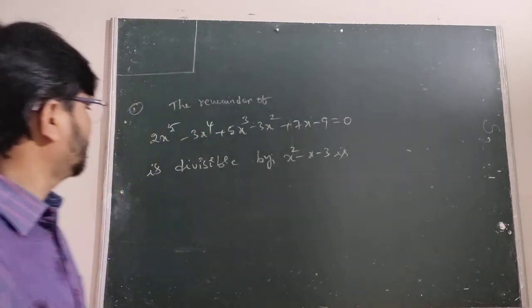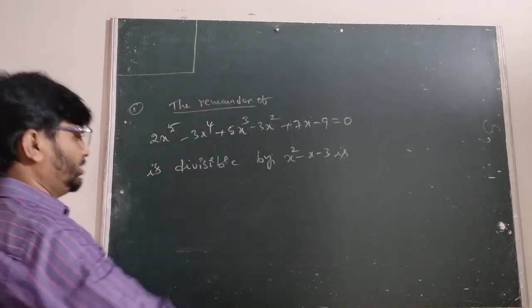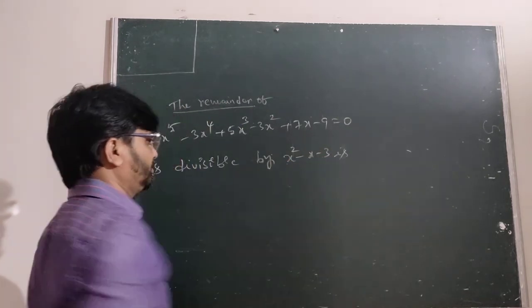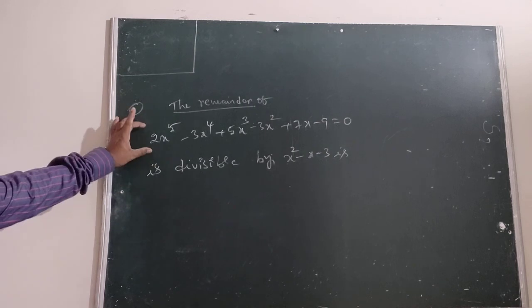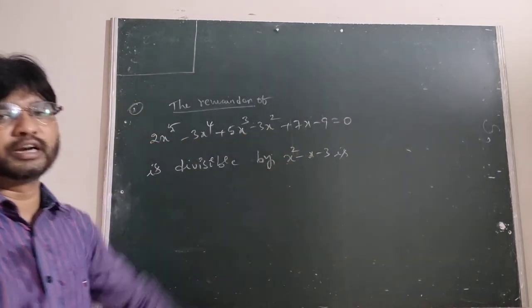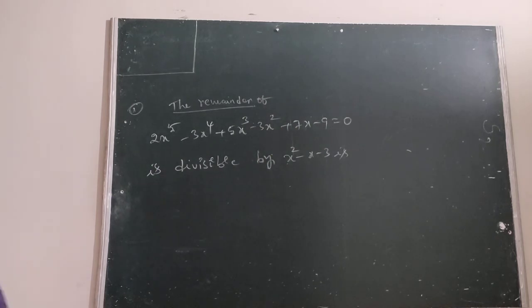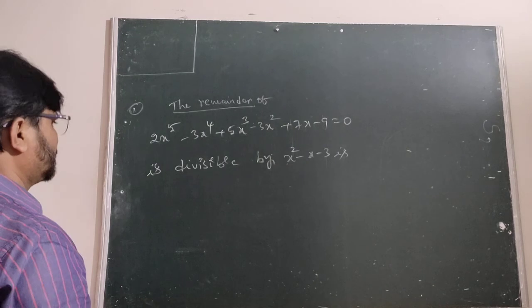So now we find the remainder when this is divided by x square minus x minus 3. So now we are going to some models in objective type. Here this is degree 5. Now we are dividing by some quadratic expression. Yesterday we discussed using synthetic division. So how to solve this here?